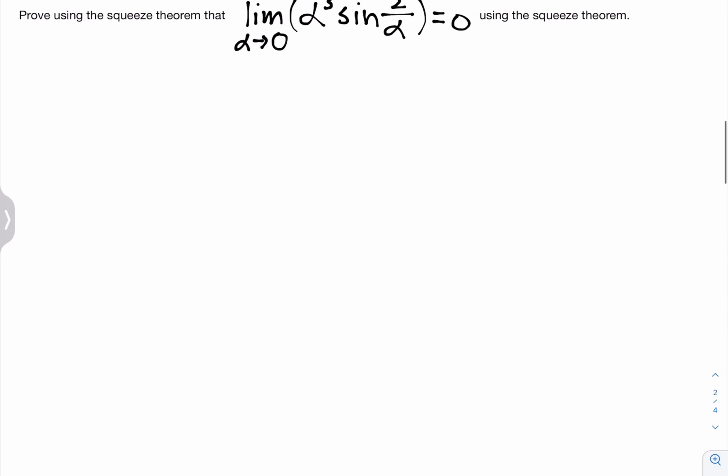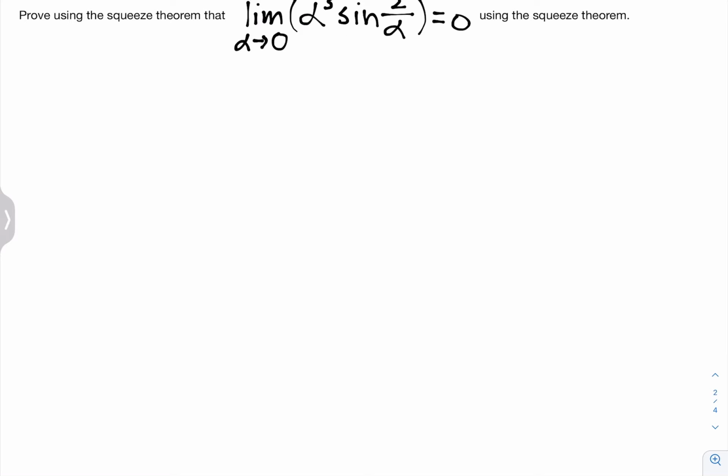So this first example here: prove using the squeeze theorem that the limit of alpha cubed times sine of 2 over alpha as alpha approaches 0 equals 0. So without the squeeze theorem, this might be a bit daunting. We might be thinking, well, how can we visualize this? The graph's going to be looking kind of funky, right? So what we have to start off with is, typically when we're using the squeeze theorem, we're using sine or cosine functions. So you'll see lots of trig functions pop up in squeeze theorem questions.